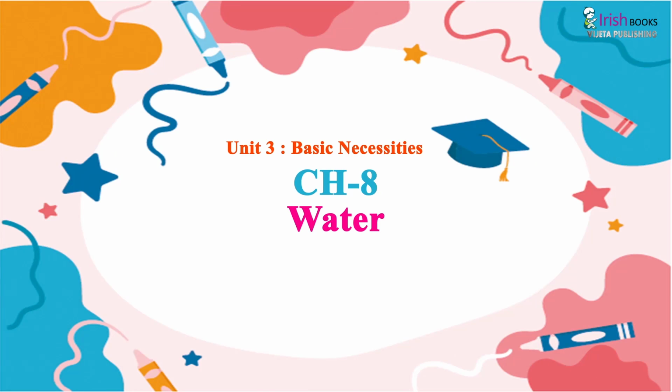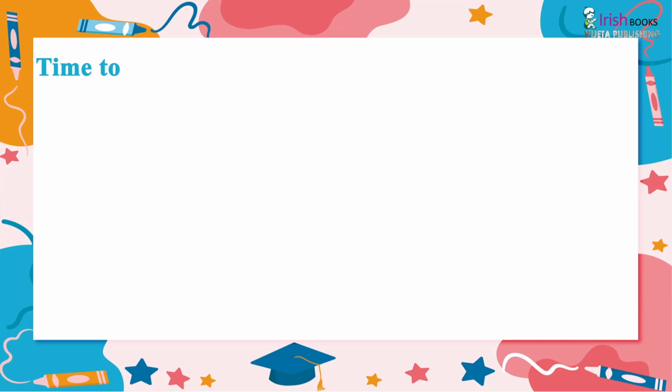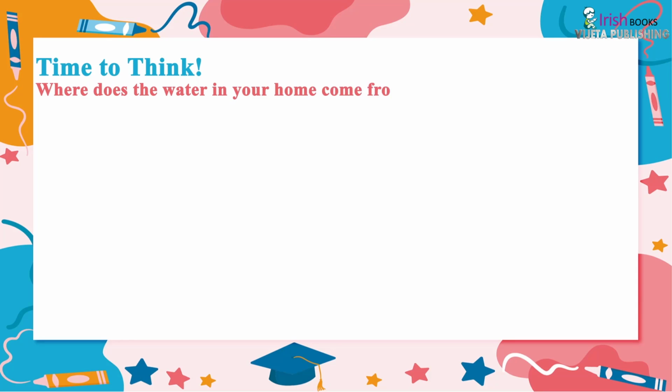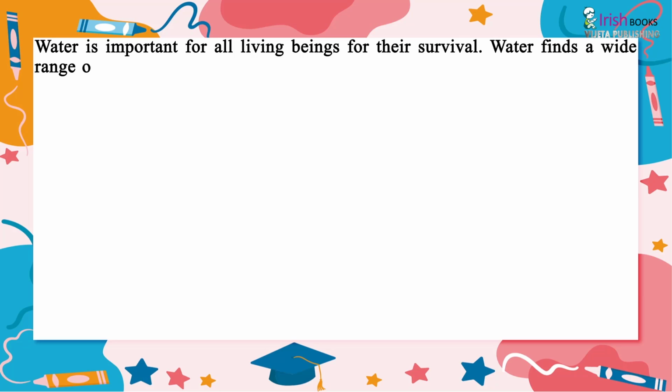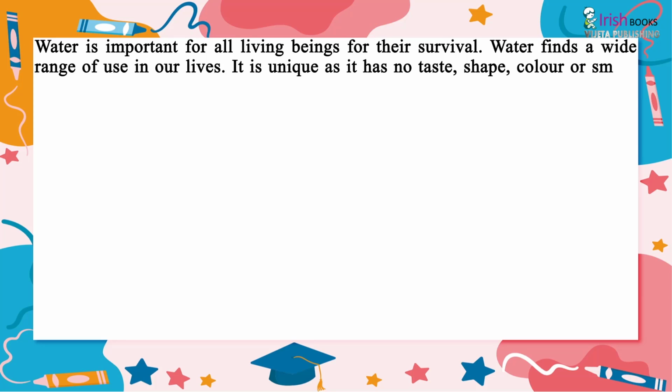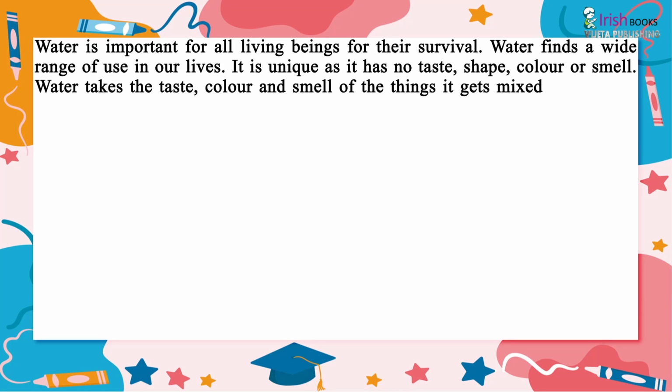Chapter 8. Water. Time to think. Where does the water in your home come from? Water is important for all living beings for their survival. Water finds a wide range of use in our lives. It is unique as it has no taste, shape, color, or smell. Water takes the taste, color, and smell of the things it gets mixed with.